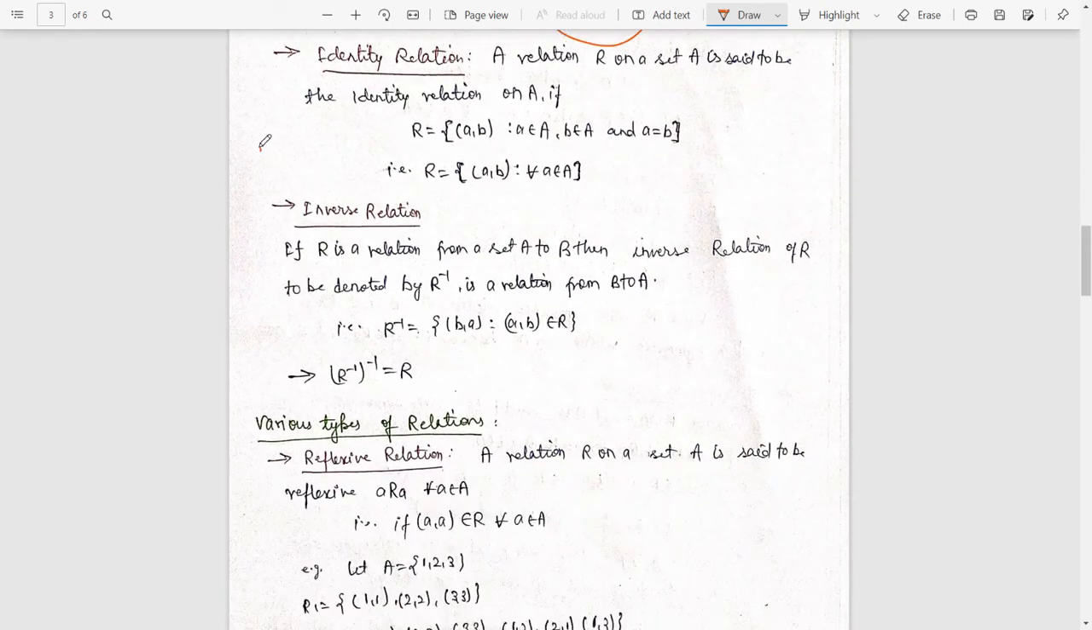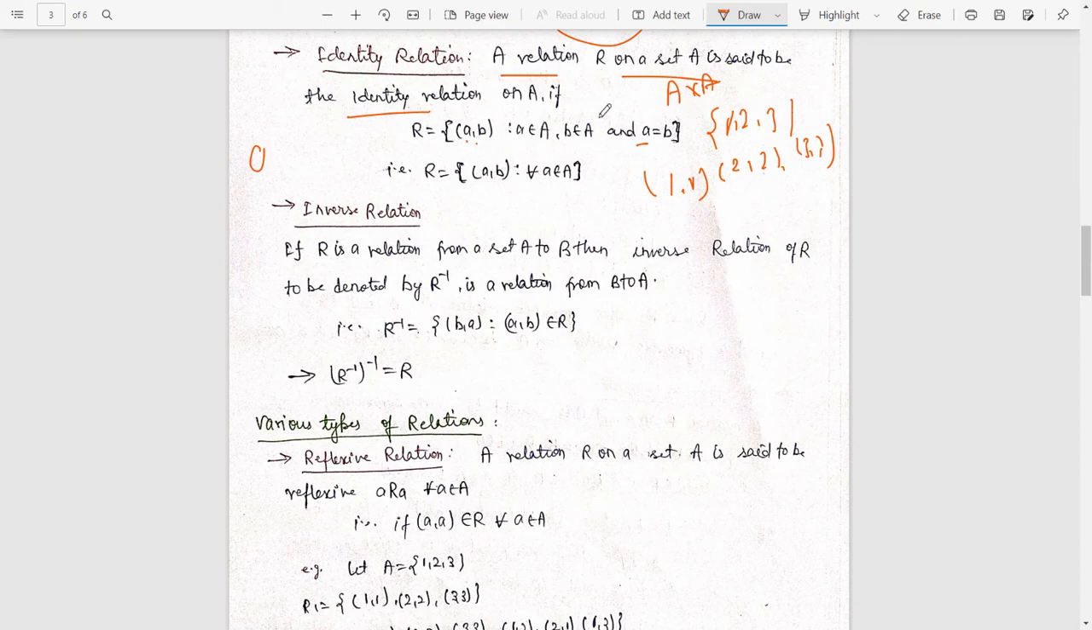The next thing is identity relation. What is identity relation? If there are two elements inside the set and both elements are equal, then that set is the identity relation. So let's say a relation R on A is said to be the identity relation on A if (a, b) belongs to A and a is equal to b. Let's say A is {1, 2, 3}. We can define a relation on A cross A, so let's say (1, 1), (2, 2), (3, 3). If there are elements of this particular type, then this is called identity relation.